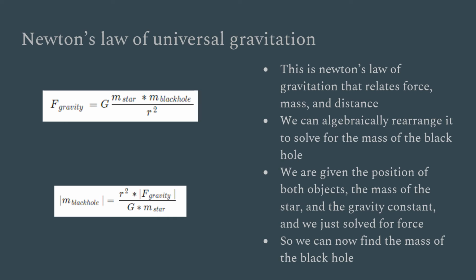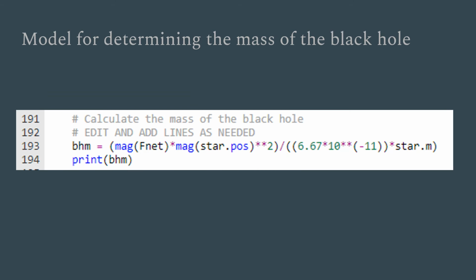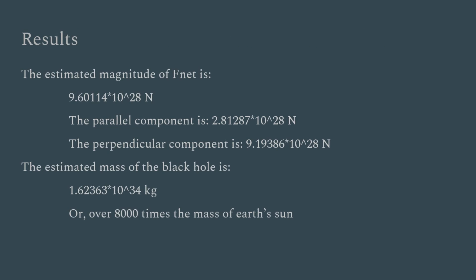And now that we have calculated the force, we can use Newton's law of universal gravitation, which relates force, mass, and distance, to find the mass of a black hole. We can rearrange it as I showed to do this, and since we are given the position of both objects, the mass of the star and the gravity constant, and we just solved for force, we can plug all of that information in to get the mass of the black hole. And here is how I did that in Python.